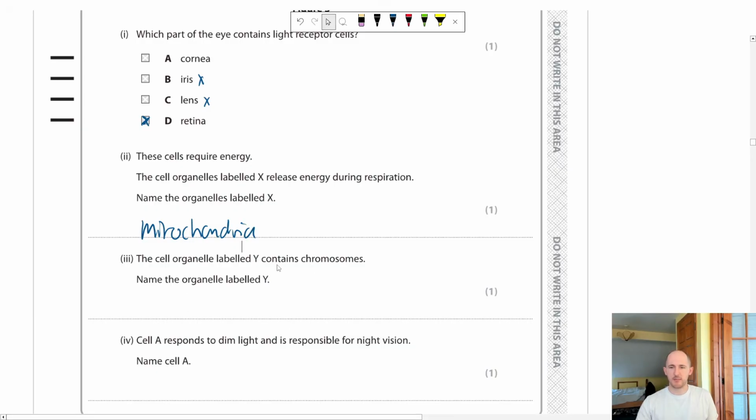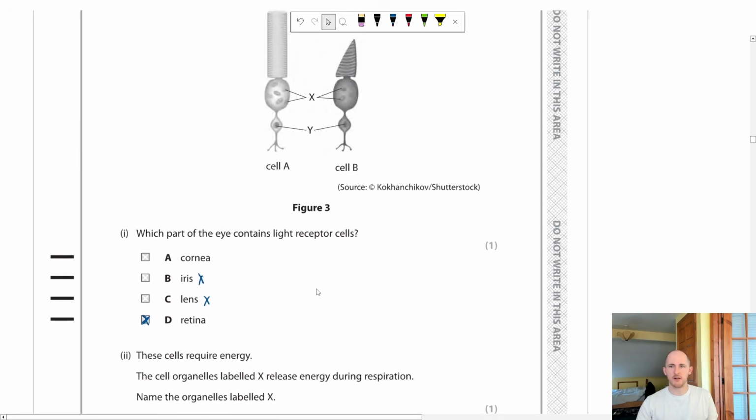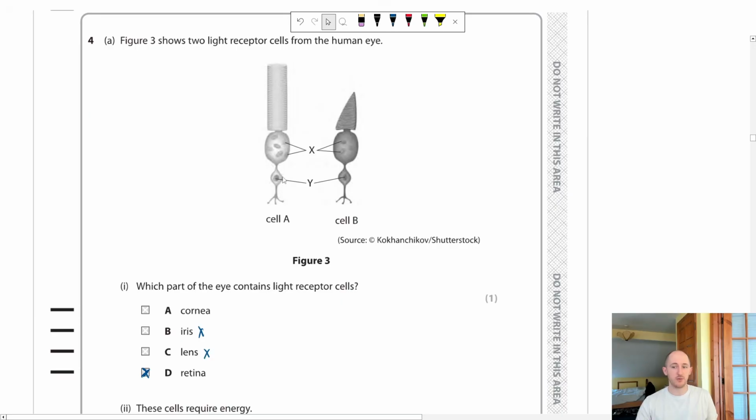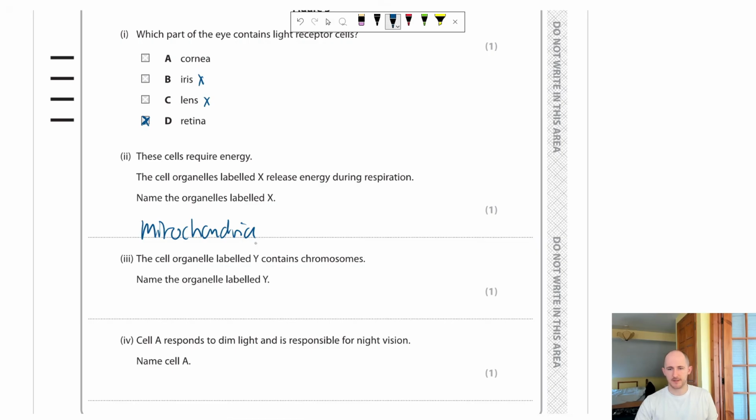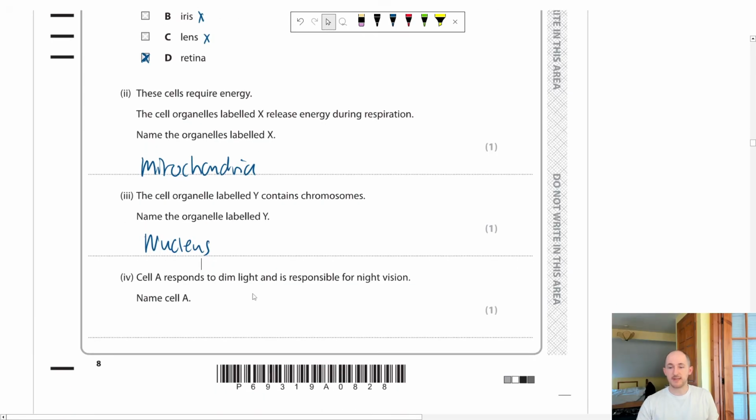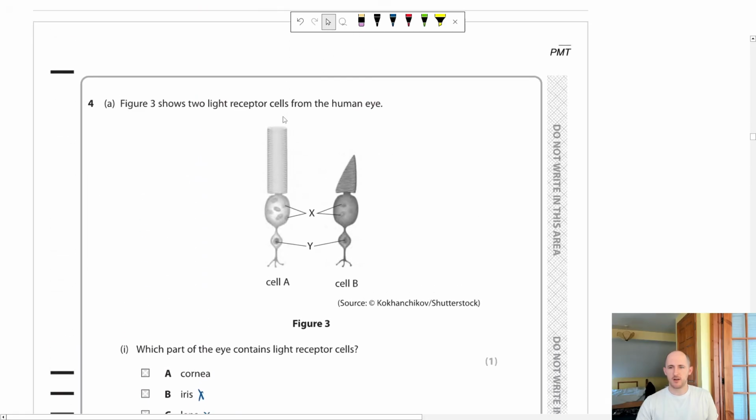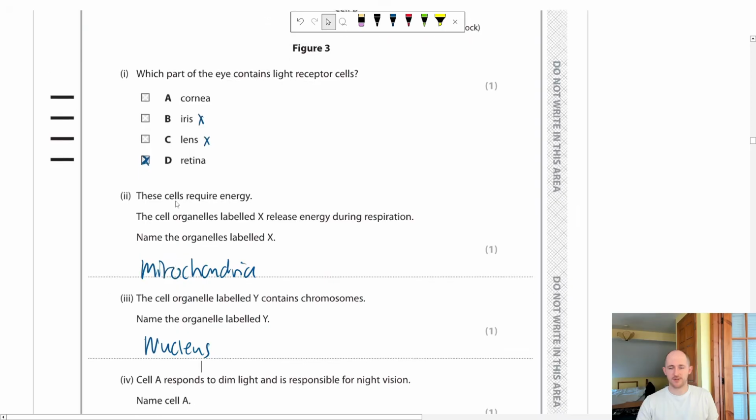The organelle labelled Y contains chromosomes. Again, you don't even need to look at this really, but if you do, it does give you a bit of a hint. What does that kind of look like? It looks like the nucleus. Then lastly, you have cell A responds to dim light and is responsible for night vision. Name the cell. Well, honestly, it looks like its name. It's a rod cell.